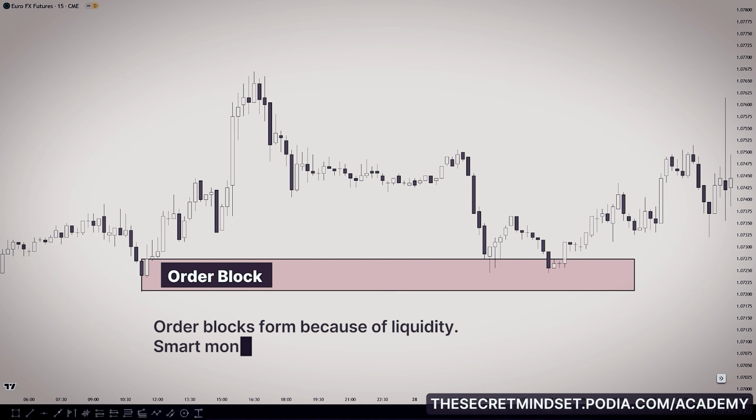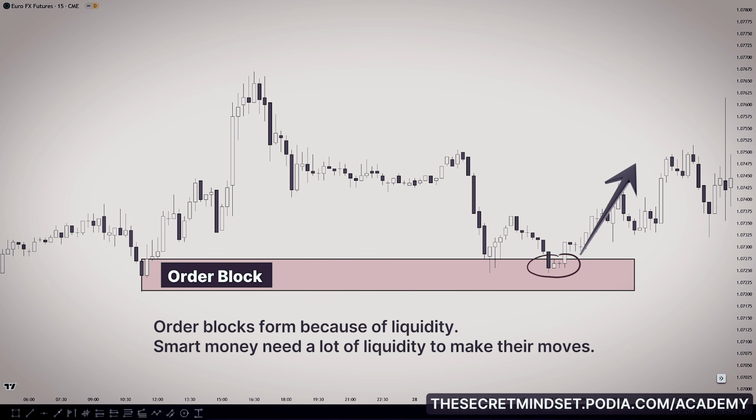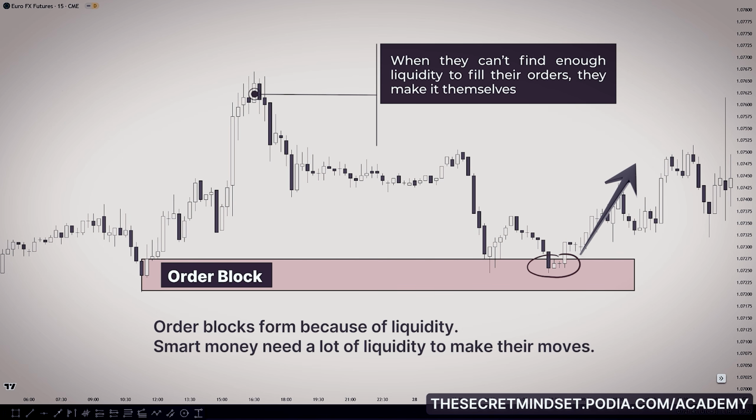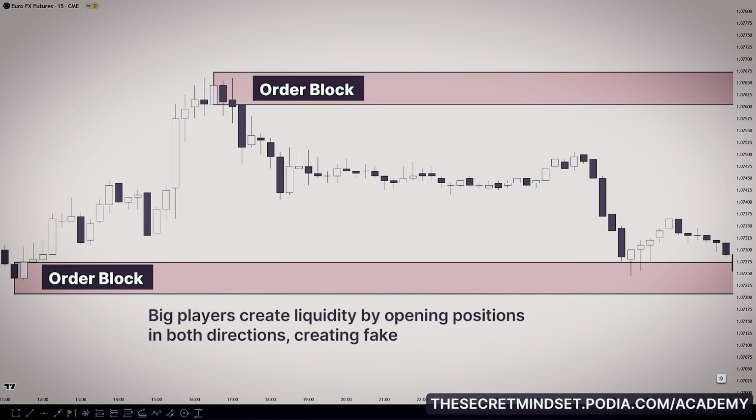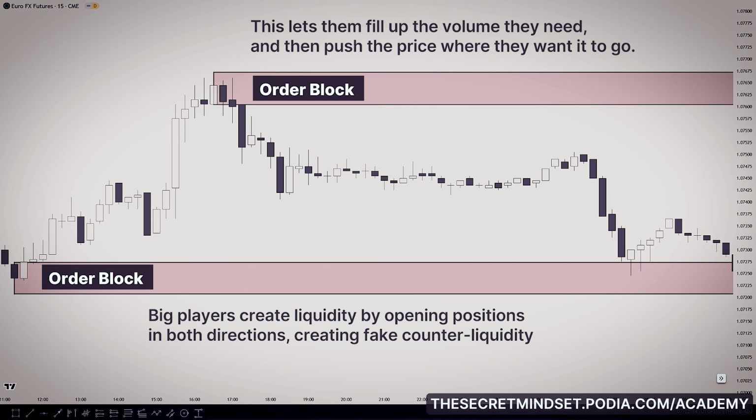Order blocks form because of liquidity. The big players need a lot of liquidity to make their moves. And when they can't find enough liquidity to fill their orders, they make it themselves. They do this by opening positions in both directions, creating fake counter liquidity. This lets them fill up the volume they need and then push the price where they want it to go.